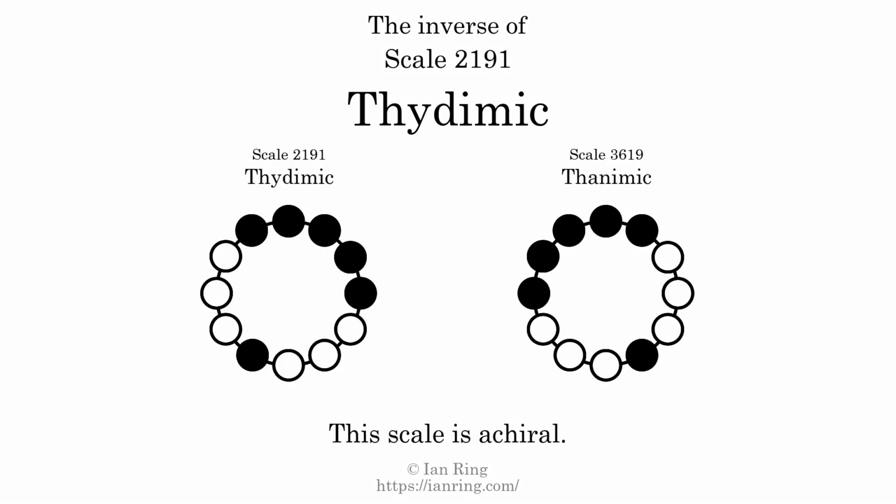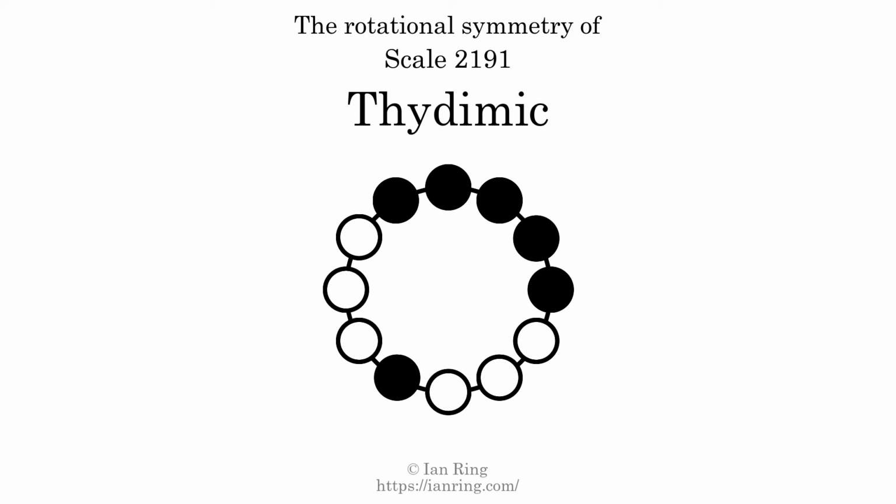The inverse of a scale is a mirror image. It is what you get when the sequence of intervals is reversed. The inverse of this scale is scale 3619, also known as Thydimic. This scale is achiral, since it can transform into its own reflection by a rotational transformation. This scale has no rotational symmetry.